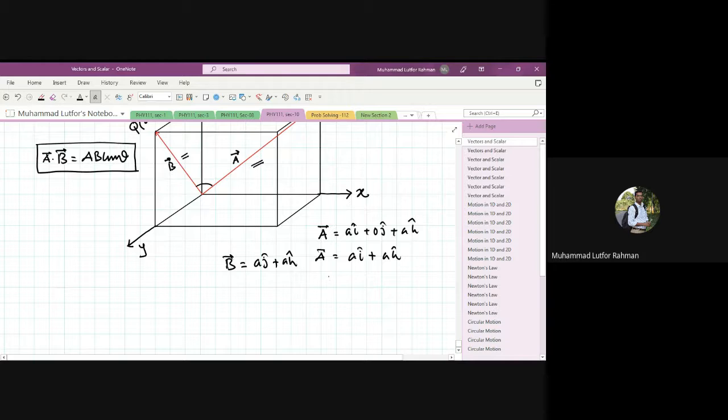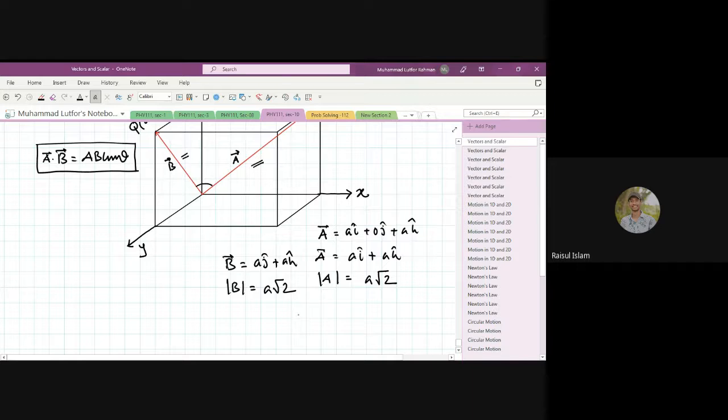Then I can find out the magnitude of this a. It would be basically a root 2, right? a square plus a square is 2a square, and if you take the square root, I'll find out that it's a root 2. By the same analogy, the magnitude of b would also be a root 2, right? Am I right?